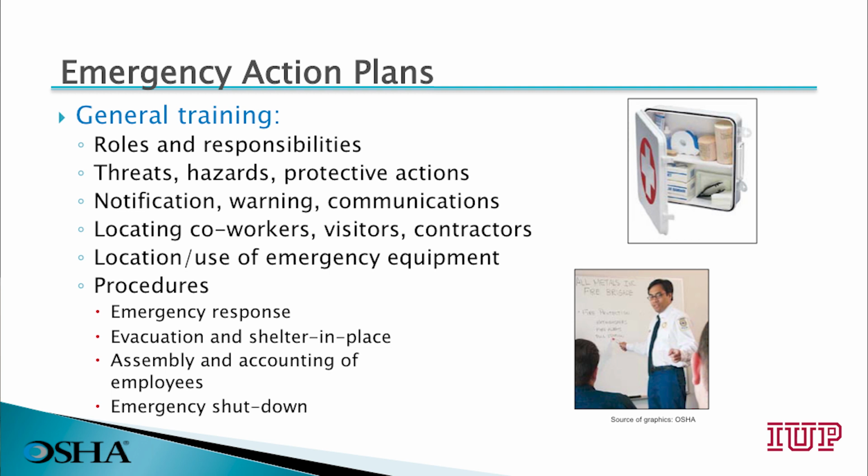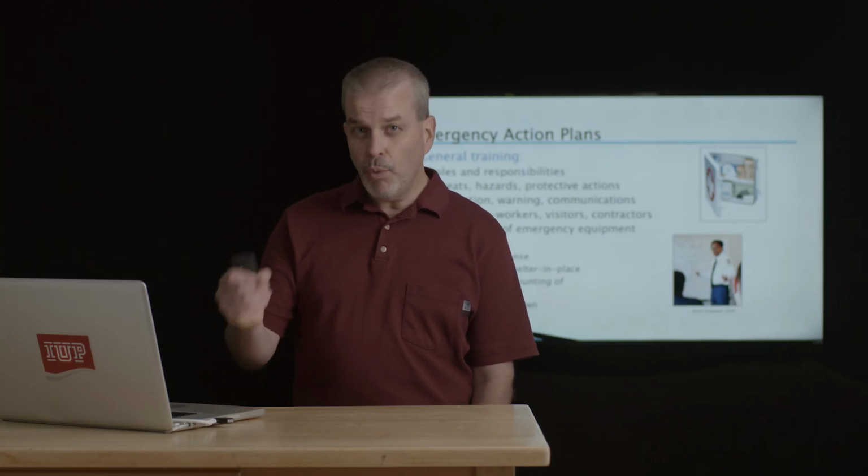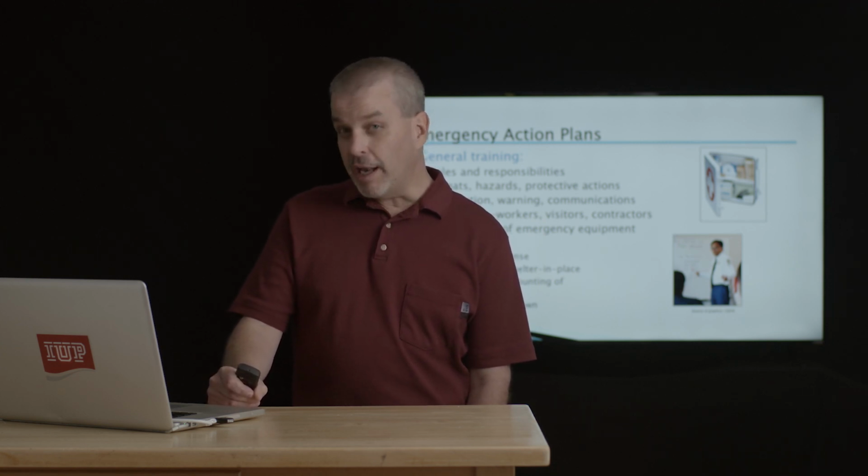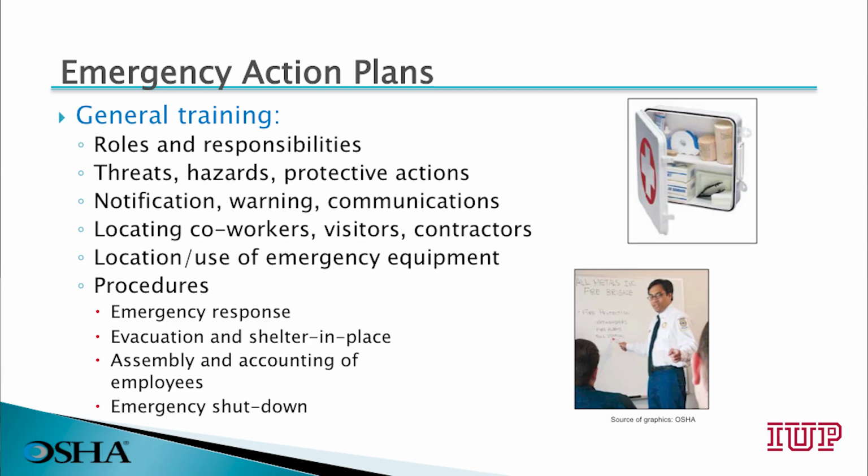We need to know what the threats, our hazards, and the protective actions that we need to take in an emergency. How do we notify? How do we warn other workers, visitors, and contractors? And how do we communicate with the outside world during an emergency event? If we are evacuating, how do we locate our coworkers, our visitors, and our contractors? How are we using the emergency equipment that's provided by our employer? And what procedures do we need to follow? How do we respond? How do we evacuate? How do we shelter in place? How do we assemble outside? And how do we account for the workers? And lastly, what are our shutdown procedures for any essential equipment?